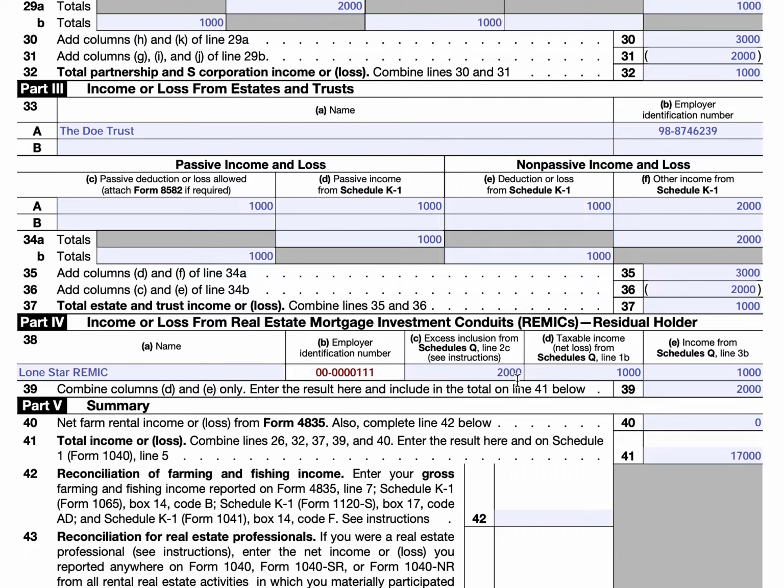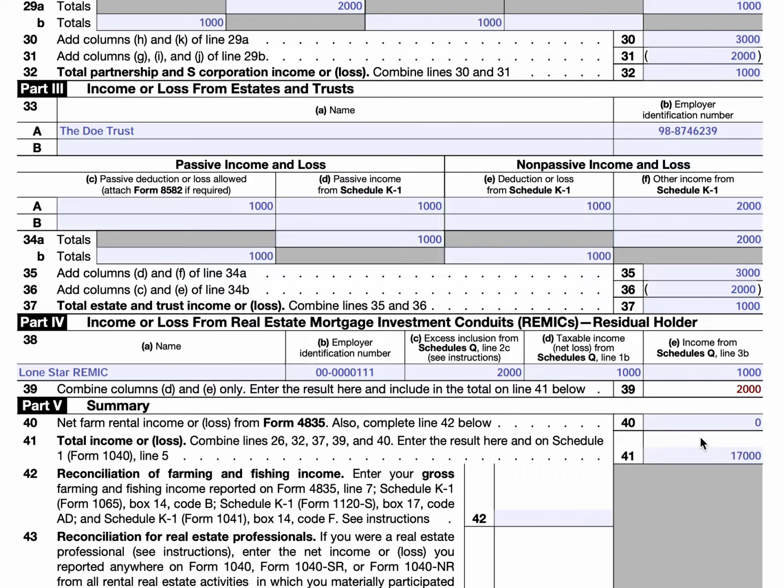And then from his Schedule Q, he'll enter the line 2c excess inclusion number in column C, taxable income in column D, and then income from line 3b will go into column E. So he'll combine those columns, just D and E. He'll enter the result here, and then he'll include it in his line 41 calculations.